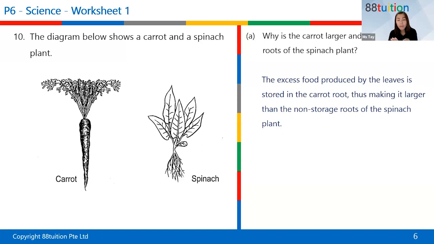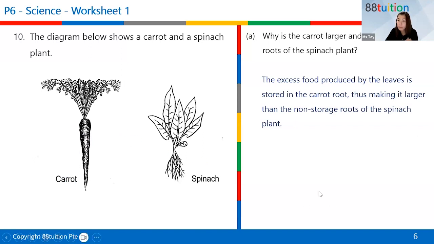So whatever starch there is, it is stored in the leaves. So that's why for spinach, we only eat the leafy part. Then for carrot, we don't eat the leaves here, because all the excess food is being stored in the storage root. We only eat this part.